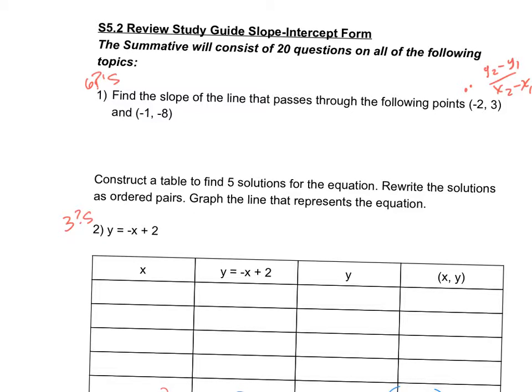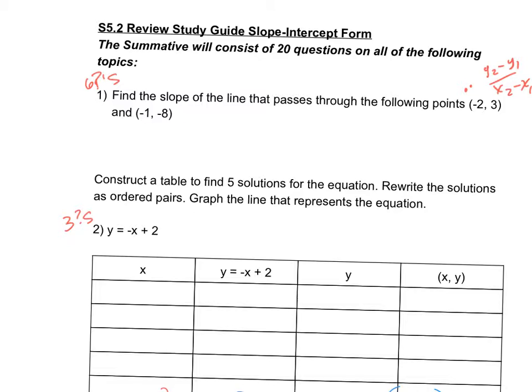The first question gives you 2 points and asks you to find the slope. There are going to be 6 questions like this, so it's really important that we remember how to find the slope given 2 points. How do we do that? You subtract the y's and you subtract the x's. Remember, slope is rise over run.